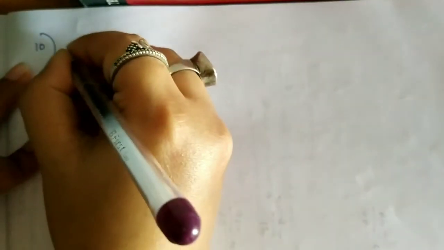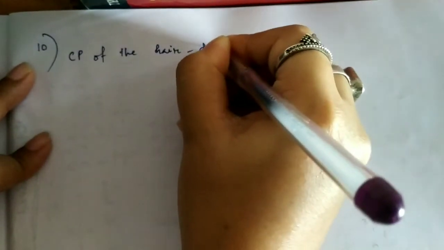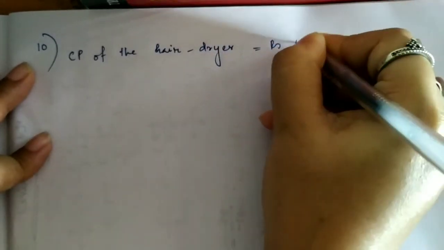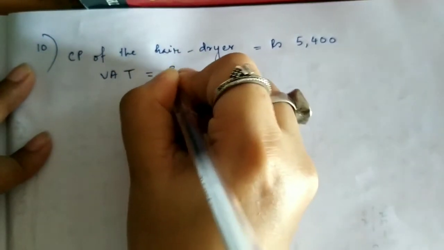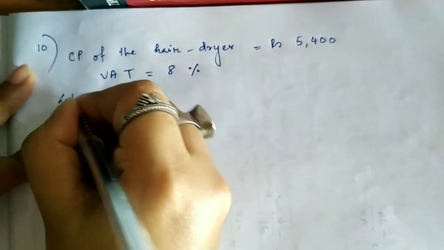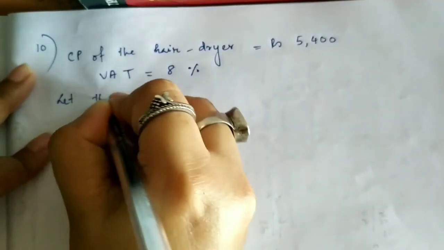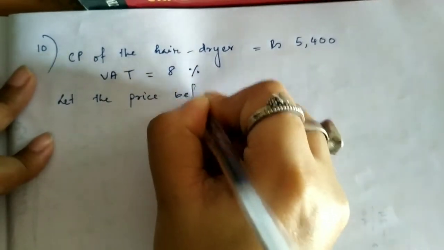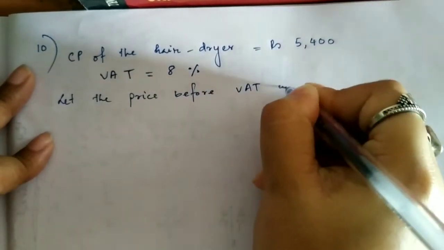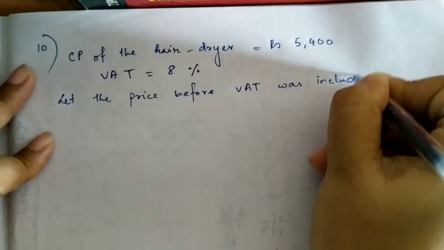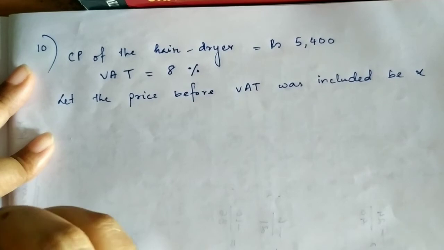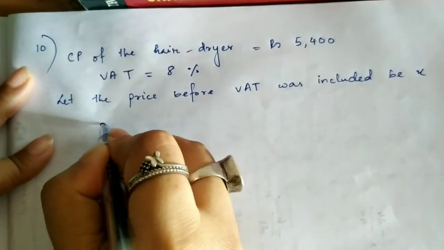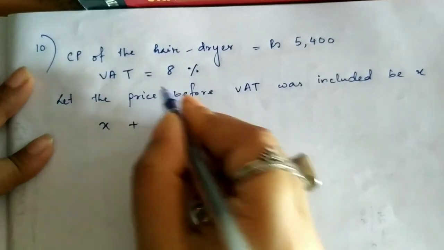So let's write down. Cost price of the hair dryer, it's with the VAT, so it is equal to rupees 5,400. VAT was 8%. So I don't know the actual price without the VAT, so let me write down, let the price before VAT was included be X.